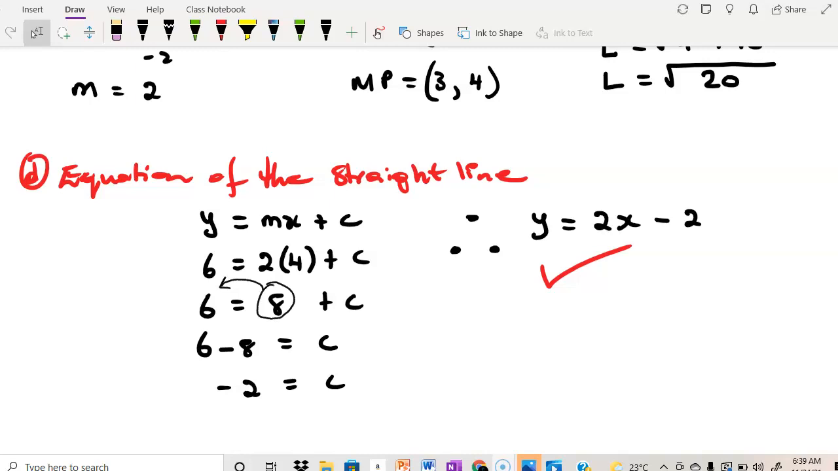And that is pretty much it, guys. Linear equations, coordinate geometry, gradients, midpoint and length, just made easy.